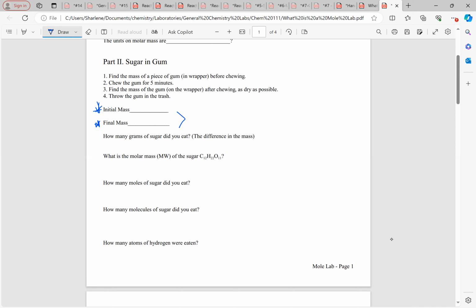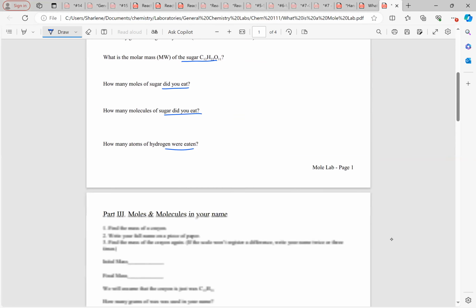You can convert the grams you ate, using the molecular weight of sugar, into how many moles. And then you can convert that moles to molecules, and then you can literally determine how many hydrogen atoms you just ate from that piece of gum.